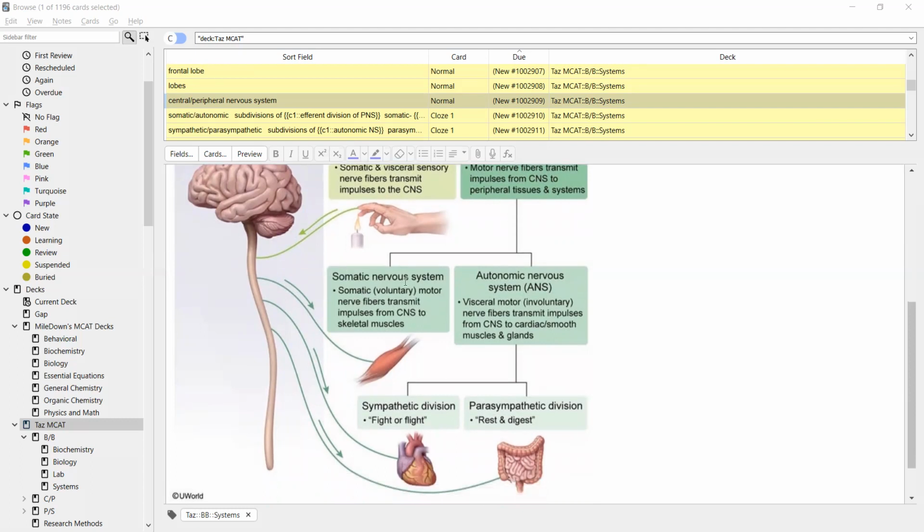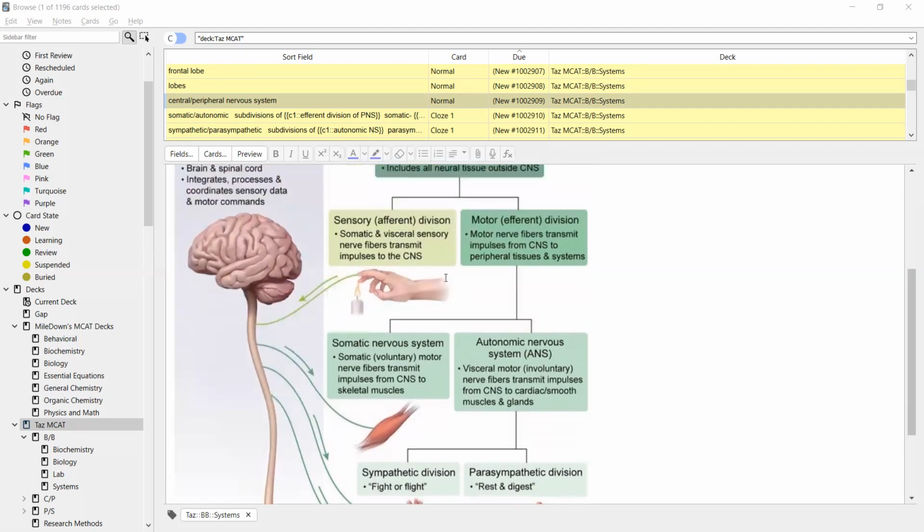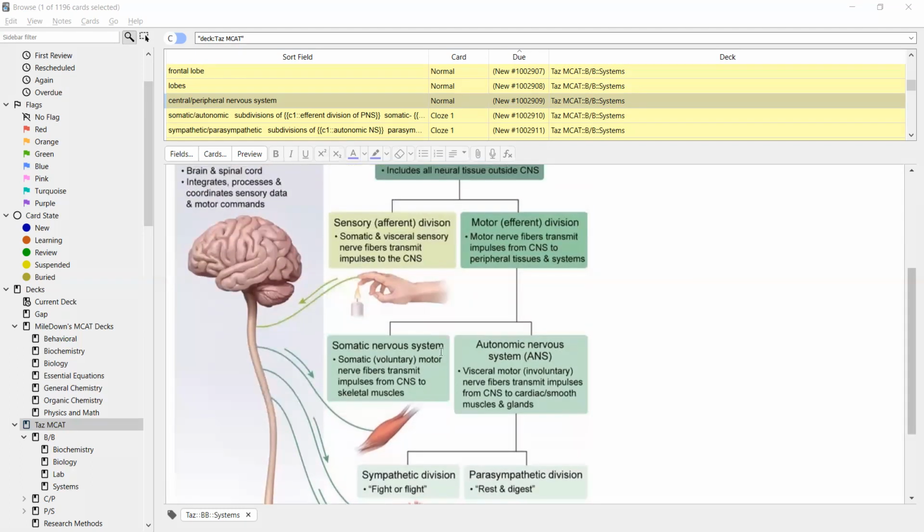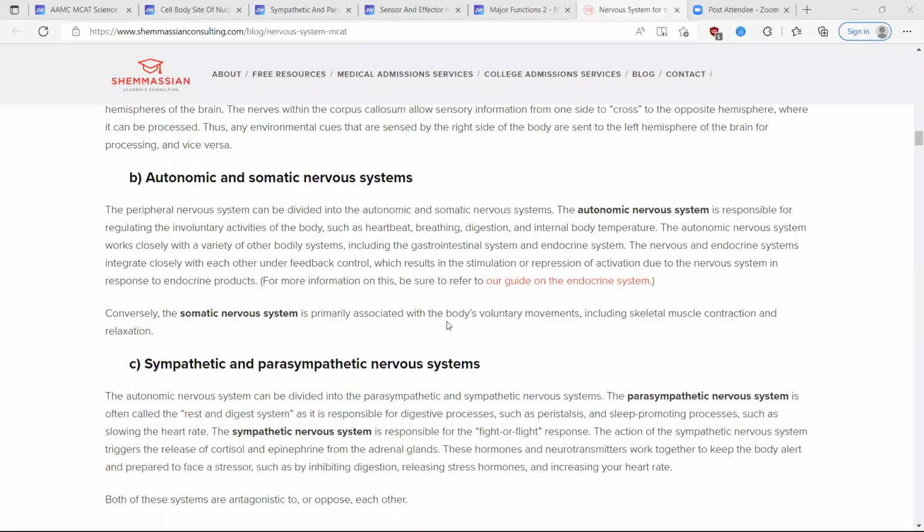So the somatic nervous system is for voluntary motor nerve fibers, right? They receive signals from the CNS, right? But there's also involuntary muscles that are getting signals. So that's a big separation. Somatic nervous system and autonomic nervous system. So the peripheral nervous system can be divided into autonomic and somatic nervous systems.